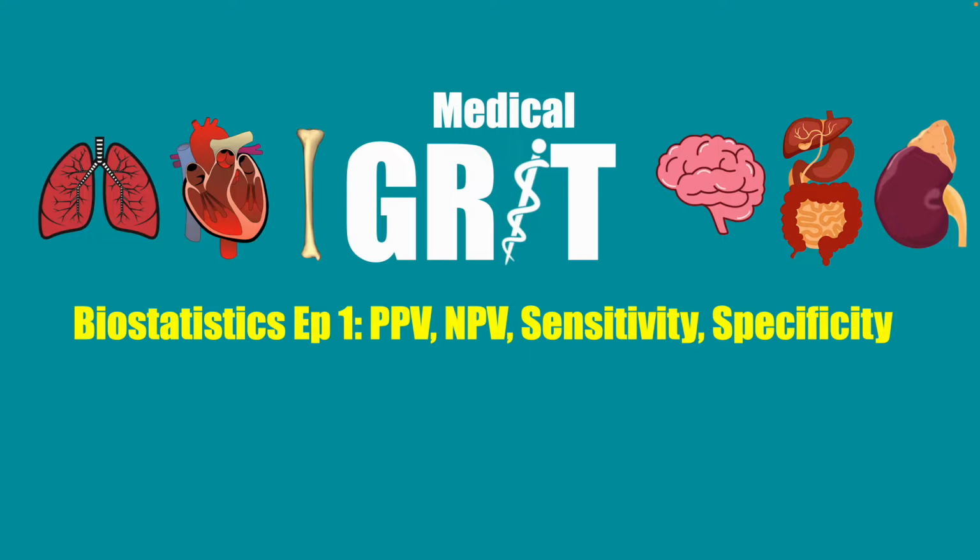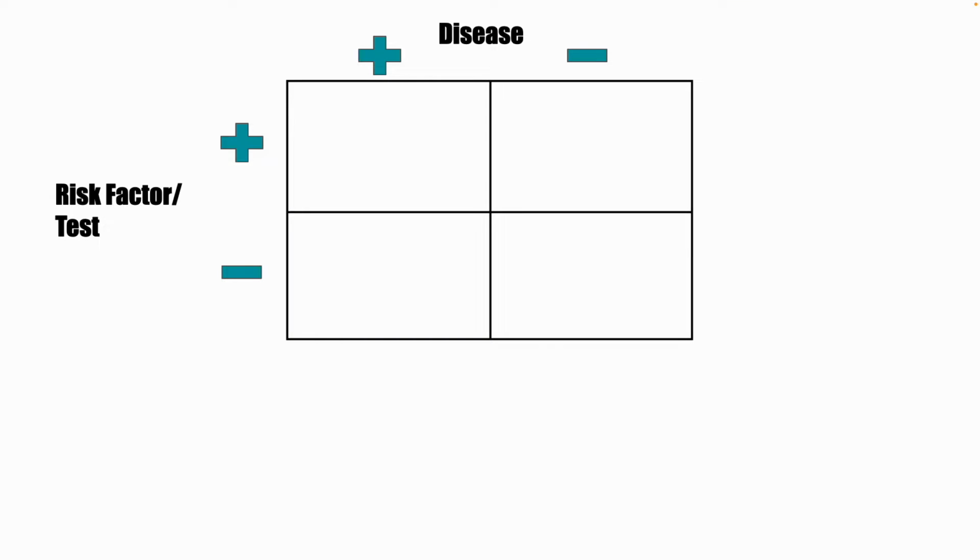Today's lecture, we're going to be going over some biostatistics, in particular predictive values, sensitivity, and specificity. When it comes to the USMLE exam, you're going to have this classic 2x2 box, so please do not forget what goes into this. Now, if you have the known risk factor or a positive test, and you indeed do have the thing that you're testing for, that is going to be your true positive.